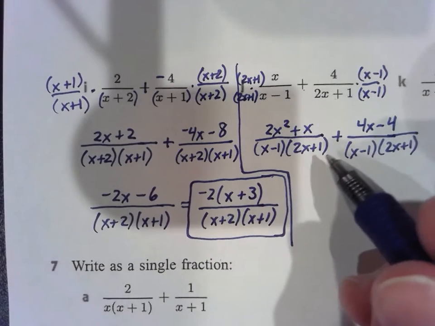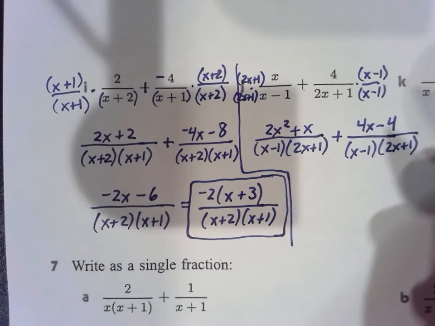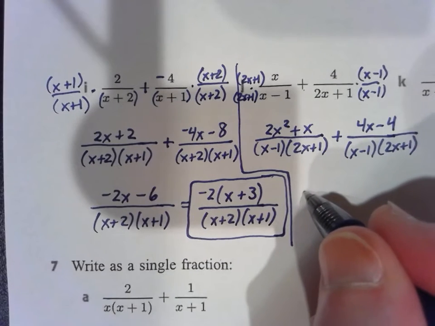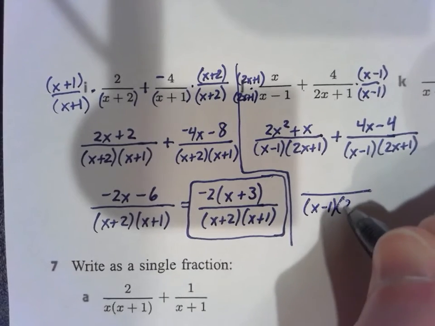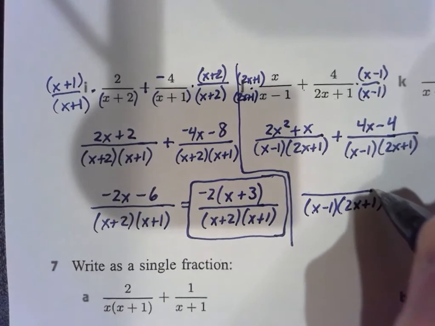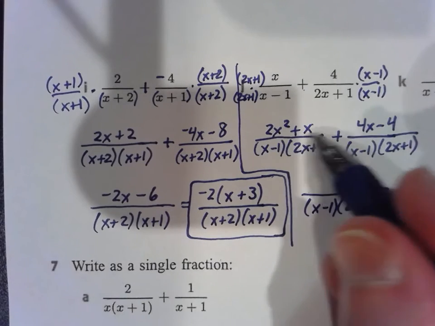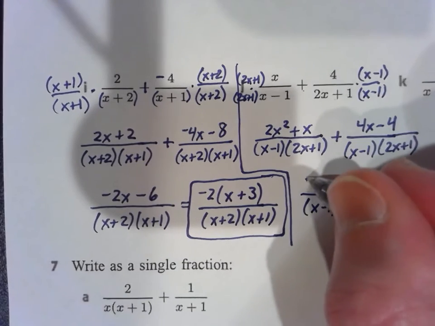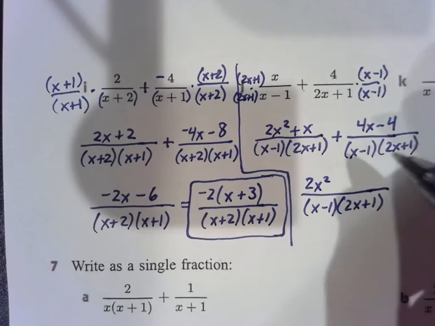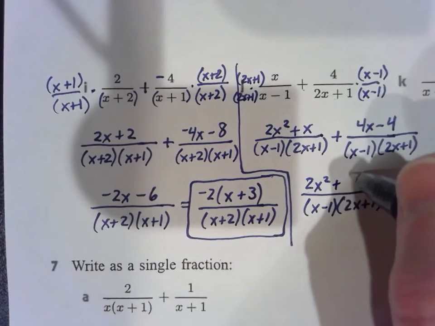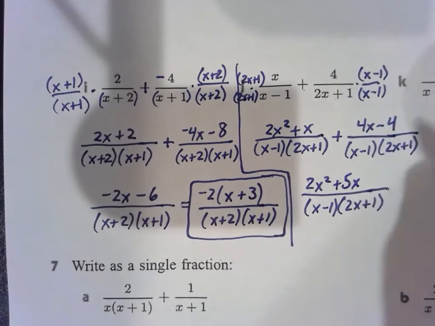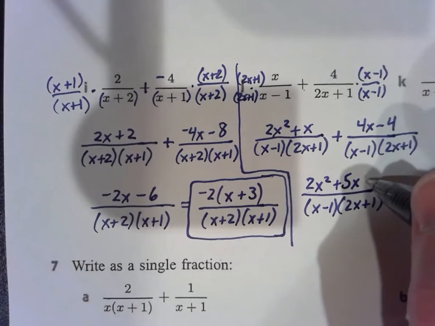So now on top, well, let's write the denominator first. So the x minus 1 and the 2x plus 1 is my denominator. On top I've got a 2x squared. That's the only one with an x squared. X plus 4x is 5x, and minus 4.